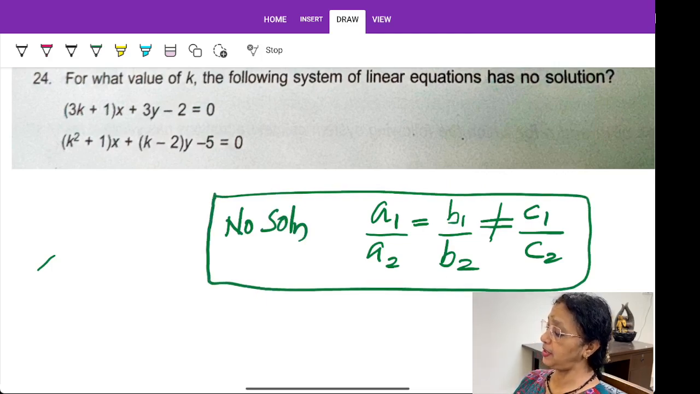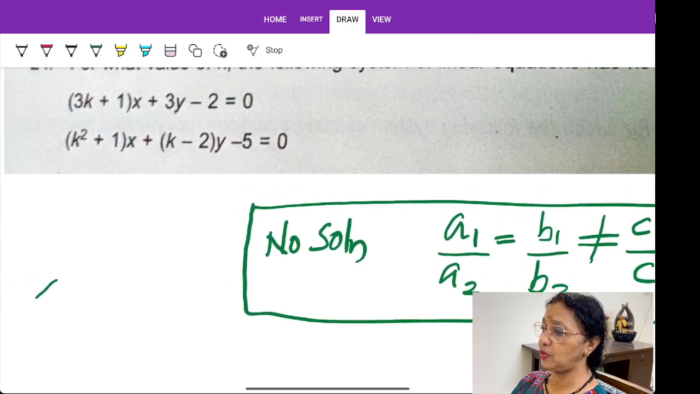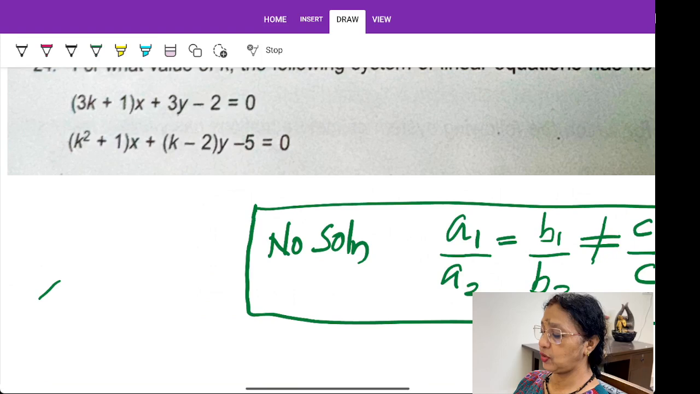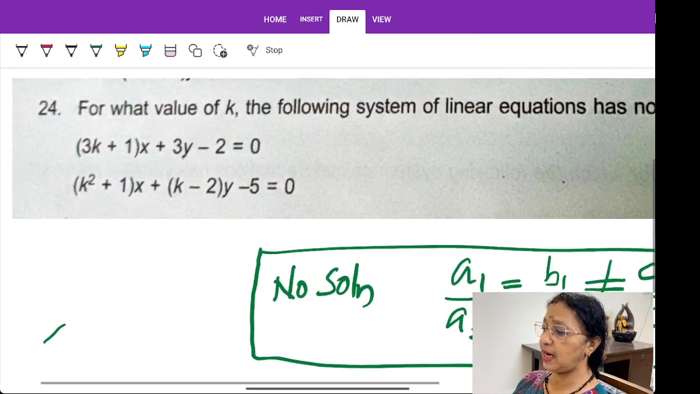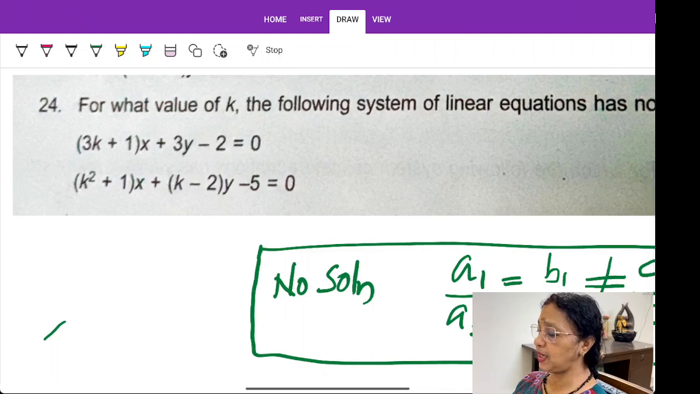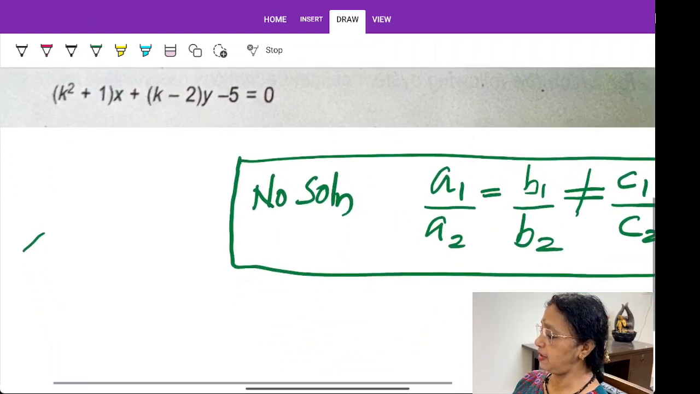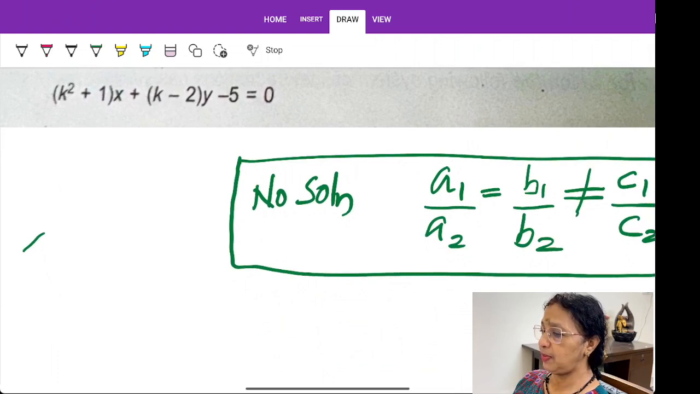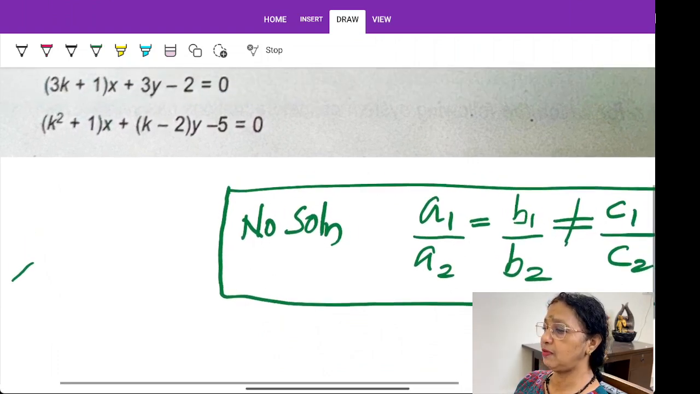Now the given equations are (3k plus 1) x plus 3y minus 2 equal to 0 and (k square plus 1) x plus (k minus 2) y minus 5 equal to 0. If they have no solution, what will be the value of k? So we have to find k. For that we use the condition a1 by a2 is equal to b1 by b2 not equal to c1 by c2.